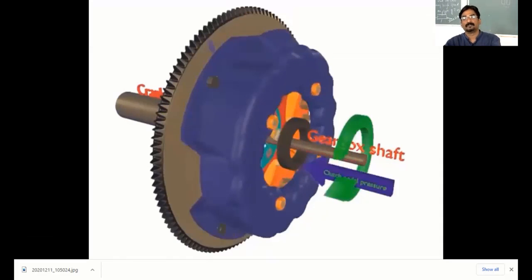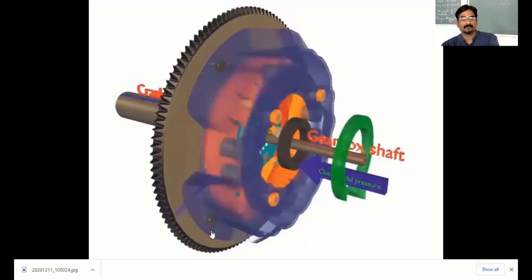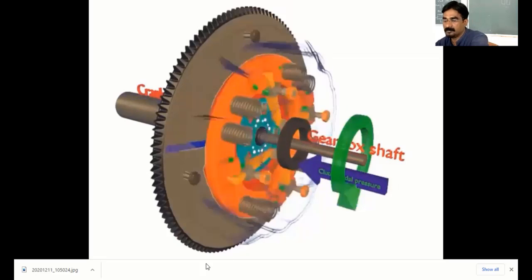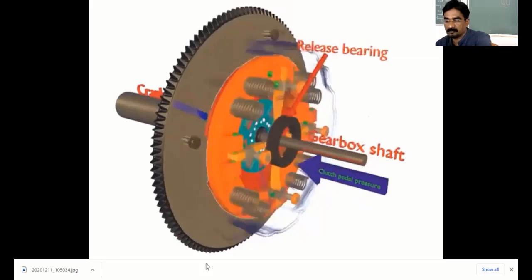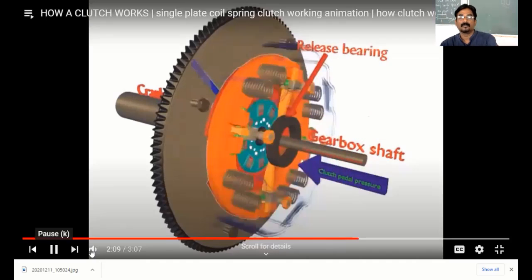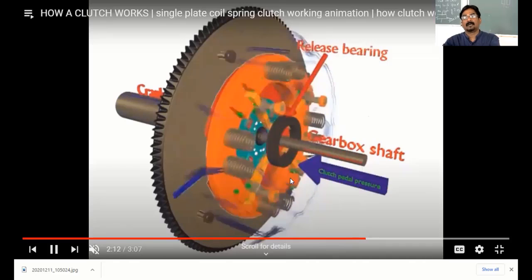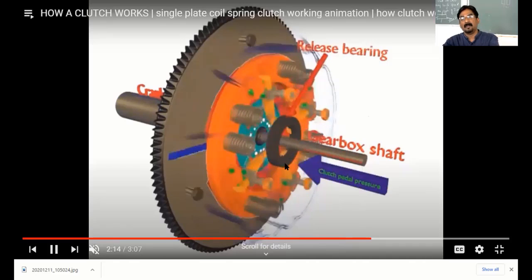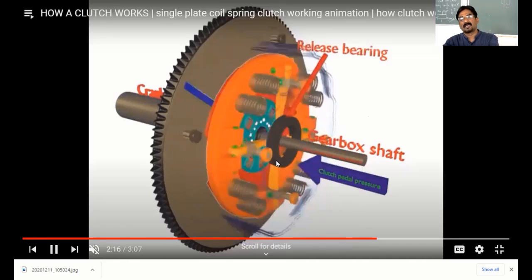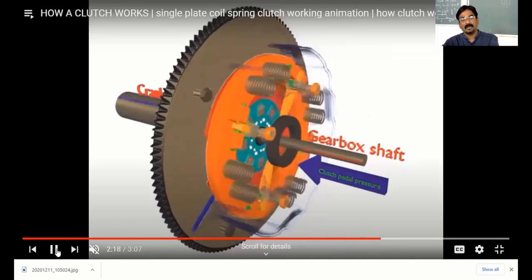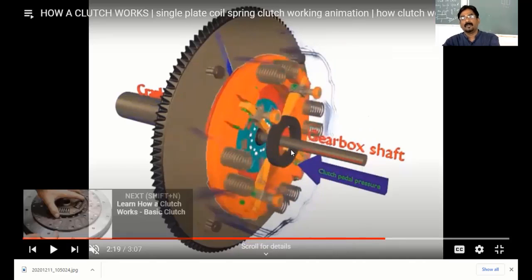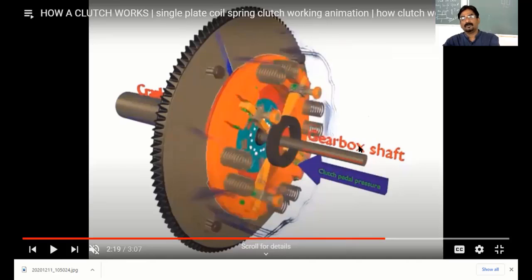When the clutch pedal is pressed to disengage the clutch, a suitable link moves the thrust release bearing forward towards the flywheel. Here, this is the clutch release bearing. The clutch release bearing is connected to the clutch shaft. Here, the clutch release bearing moves over the clutch shaft or gearbox shaft.